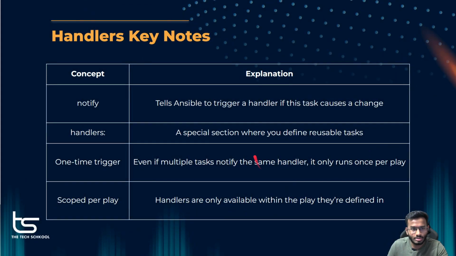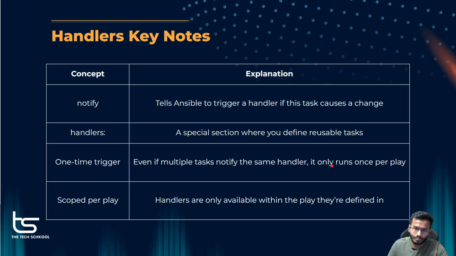Let's move on to some key notes on what you should keep in mind when you use handlers. As we have seen in the example, we use notify in a task if we want another task triggered from our primary task. There is a handlers section, and under it you can mention any number of tasks which need to be triggered only when they are notified from another task. Even if multiple tasks notify the same handler, it only runs once per play.